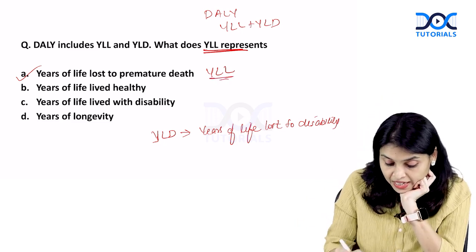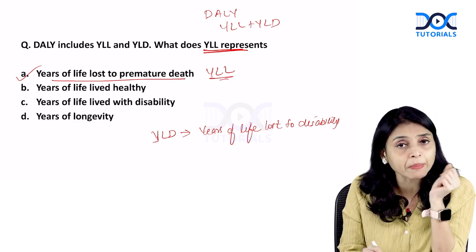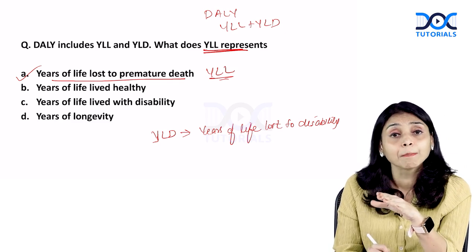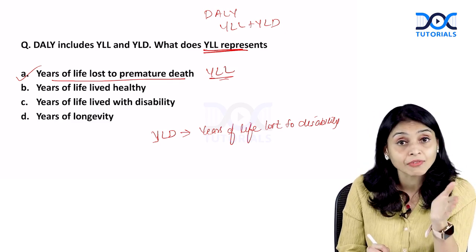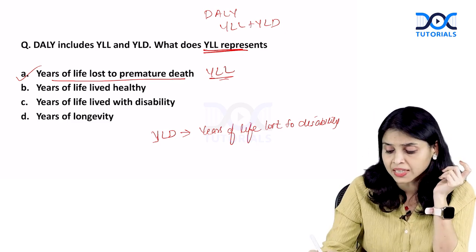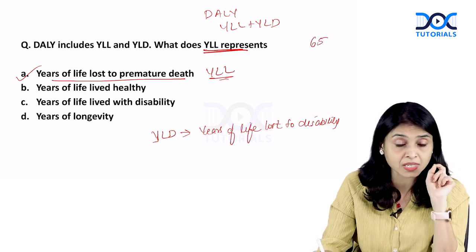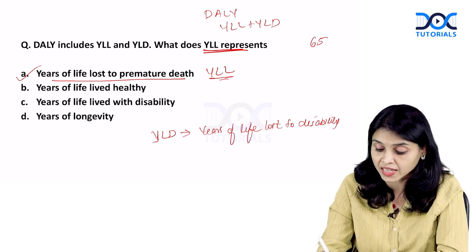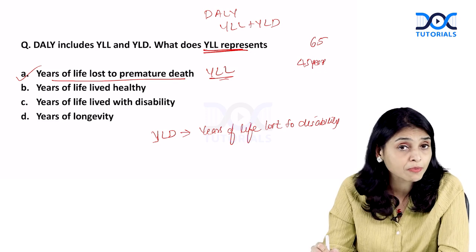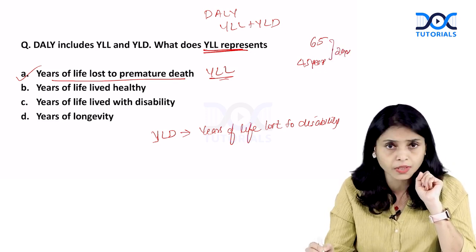Okay, so YLL is years of life lost to premature death. That brings us to the next question: what do you mean by premature death? Premature means someone, as the name indicates, dying prematurely. That means even before reaching their normal life expectancy. For example, suppose the life expectancy of a country is 65, so the normal life expectancy of a person is 65. He is dying at the age of, say, 45 years. How many years did he lose because of premature death? 20 years. Hope you're with me.